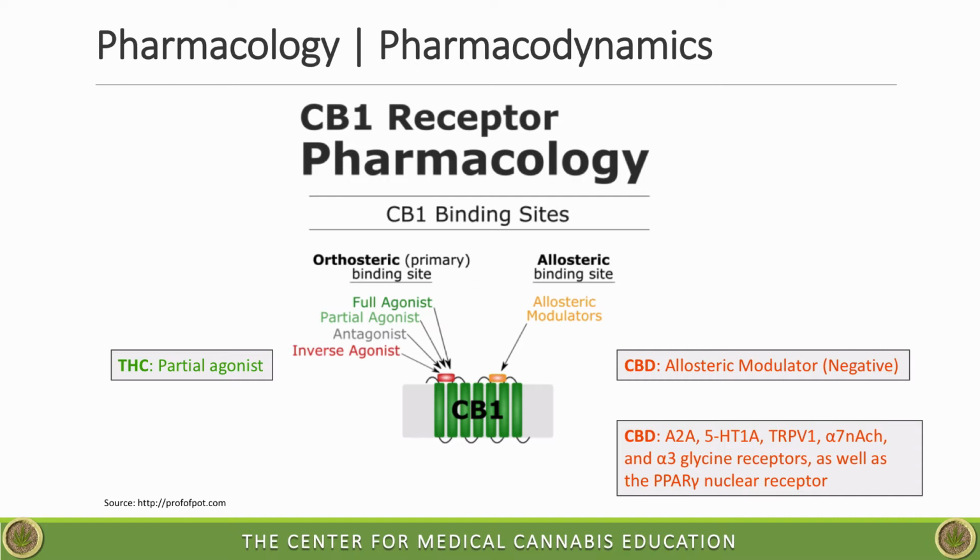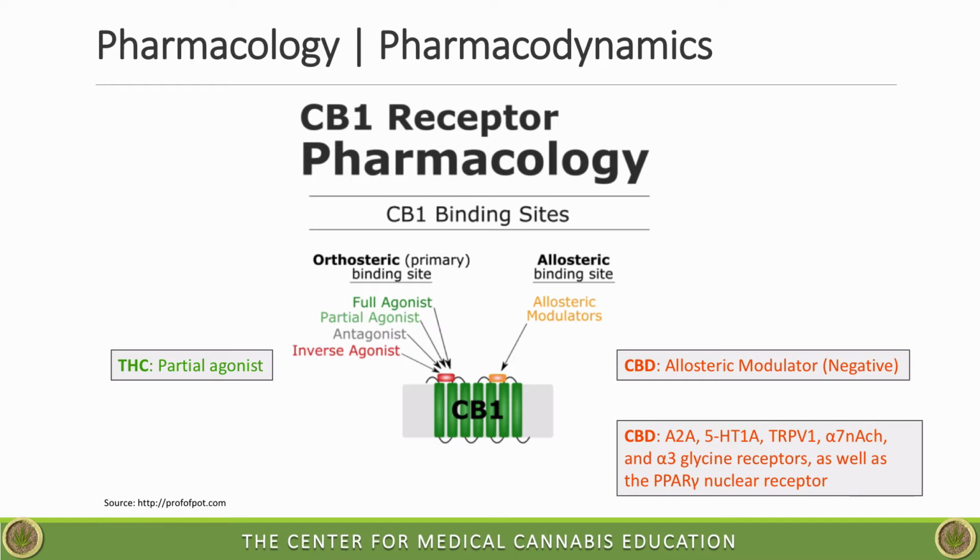CBD is often described as a functional antagonist of the CB1 receptor. It binds to the allosteric site of the receptor, which is different than the orthosteric site. When bound, CBD changes the conformation, or the shape, of the receptor, which decreases the affinity of THC at the orthosteric site. This is known as allosteric modulation, and because CBD decreases the affinity of THC, it's a negative allosteric modulator. If it increased the affinity of THC, it would be considered a positive allosteric modulator.